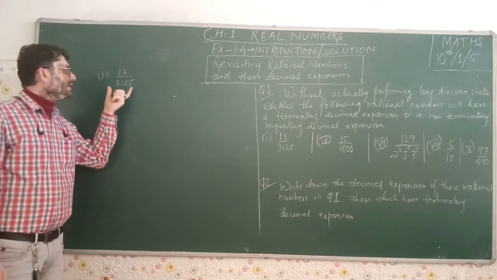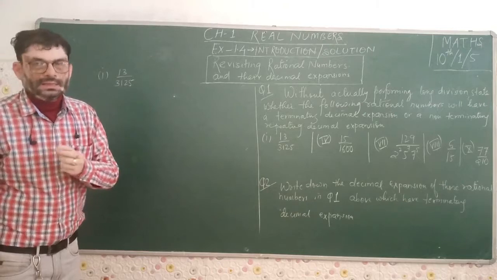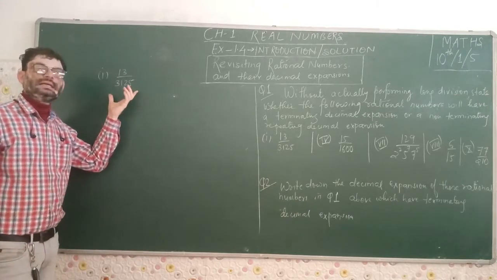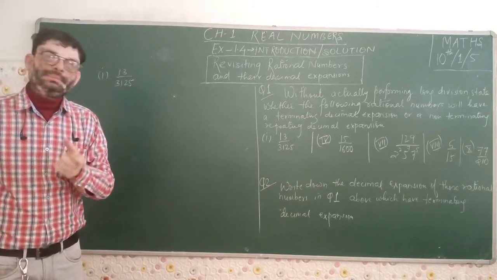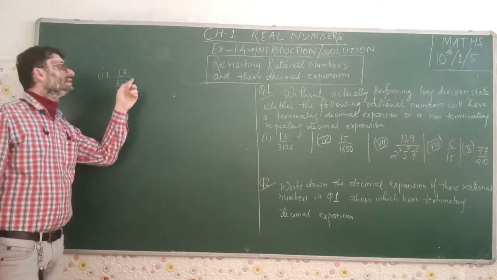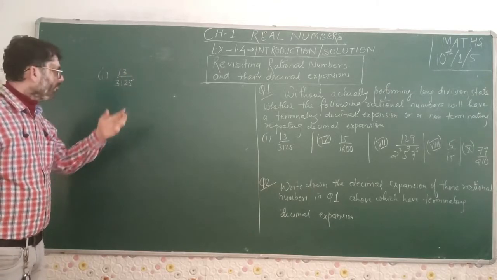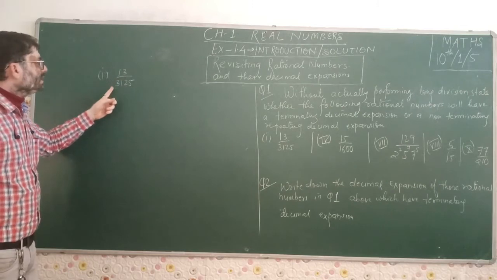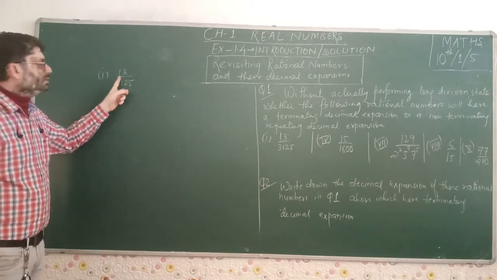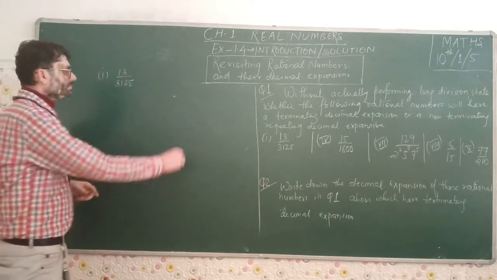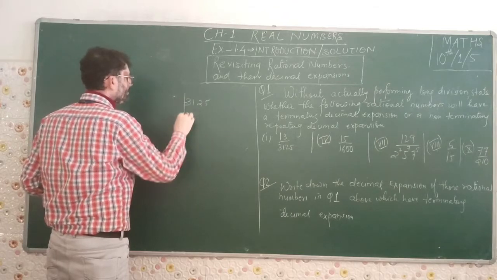If the denominator is of the form 2 to the power n, 5 to the power m, then we can say it is a terminating decimal expansion. Otherwise, it is a non-terminating repeating decimal expansion, as these are rational numbers and are expressed in p by q form. So let us emphasize the denominator part.